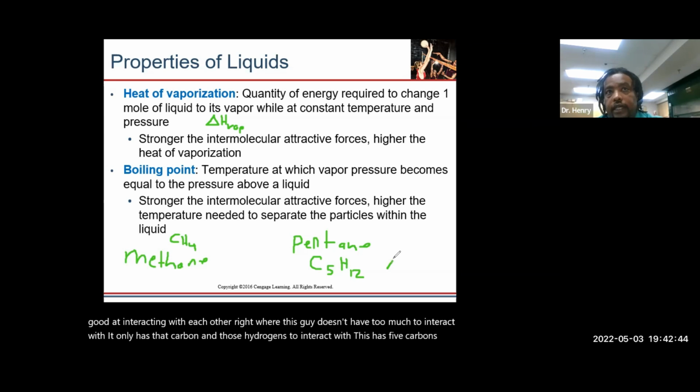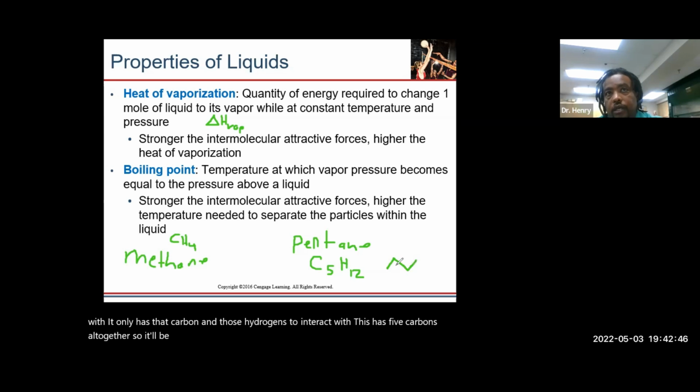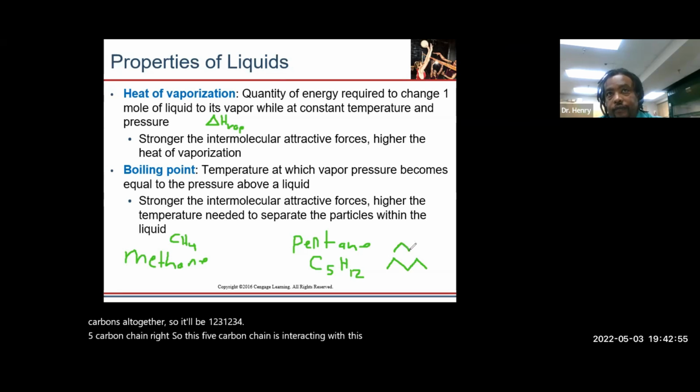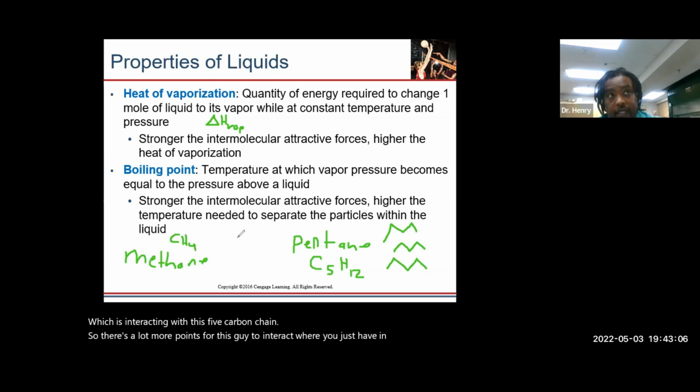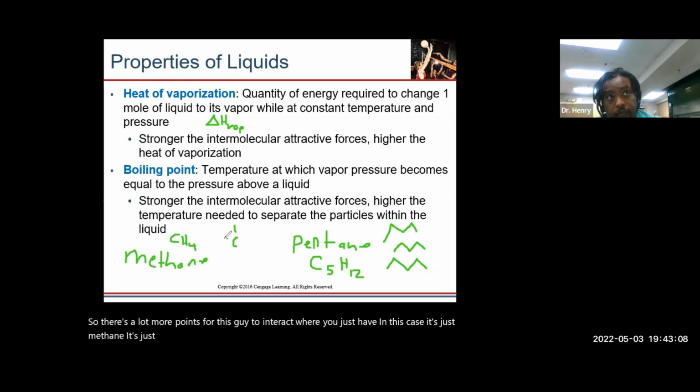So it'll be 1, 2, 3, 4, 5 carbon chain, right? So this 5 carbon chain is interacting with this 5 carbon chain, which is interacting with this 5 carbon chain. So there's a lot more points for this guy to interact, where you just have, in this case, methane. It's just that carbon by itself, right?